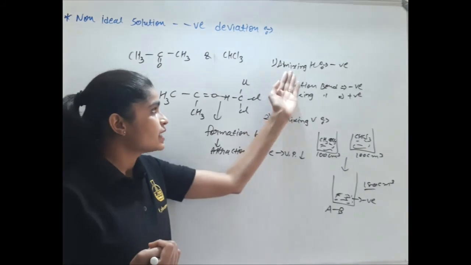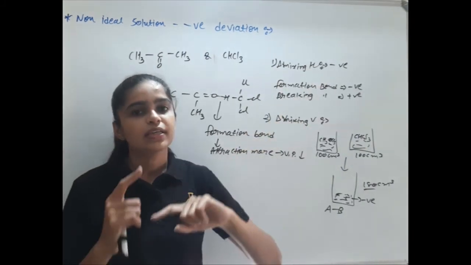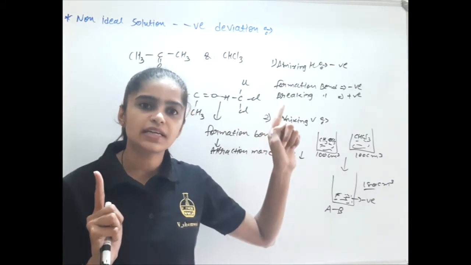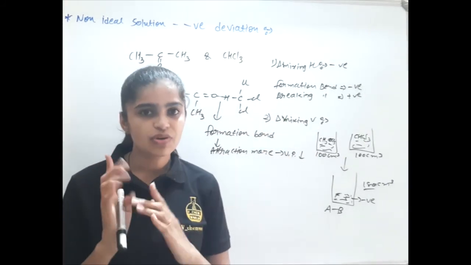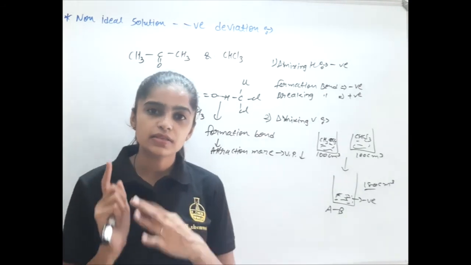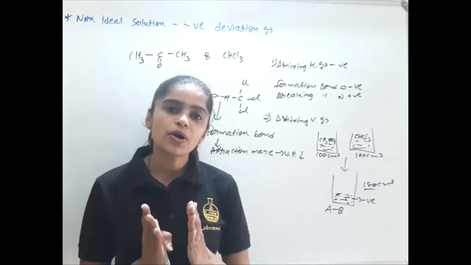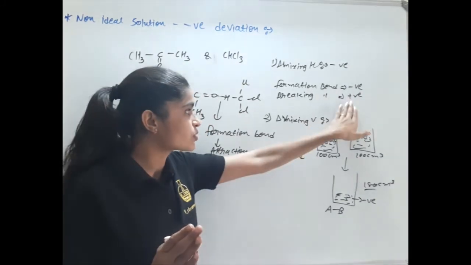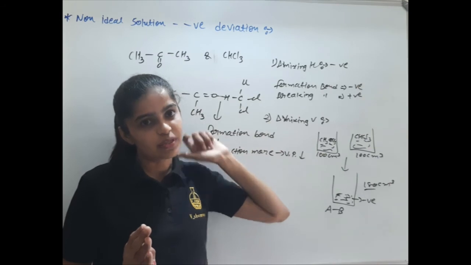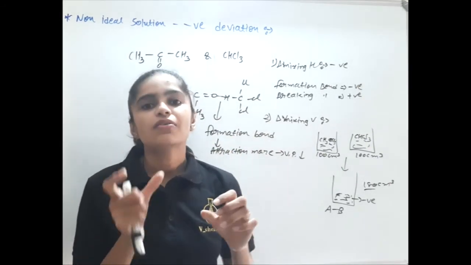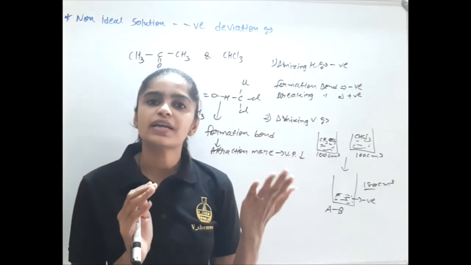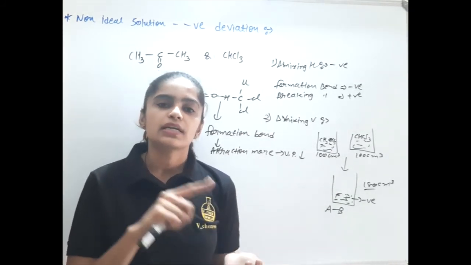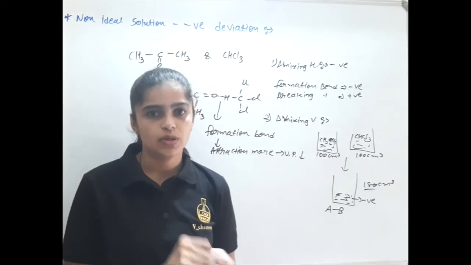The next point is delta mixing H. In the positive deviation this is positive, and in the negative deviation this is negative. Why is it positive in the positive deviation? Because in this case there is bond breaking, and bond breaking requires more energy, so this is a positive value. And in this case, between A and B there is bond formation, which requires less energy or releases energy, so this is the exothermic process. In the positive deviation, this is the endothermic process.